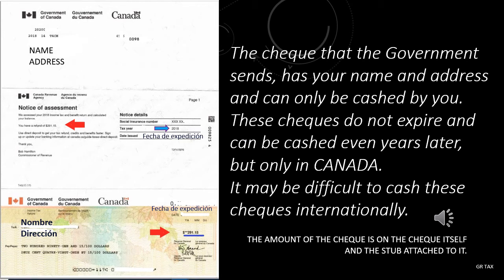The check that the government sends has your name and address and can only be cashed by you. These checks do not expire and can be cashed even years later, but only in Canada. It might be difficult to cash these checks internationally. The amount of the check is on the check itself and the stub attached to it.